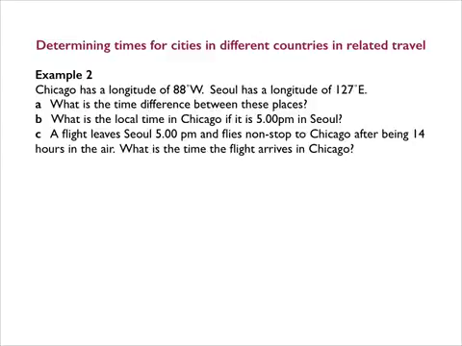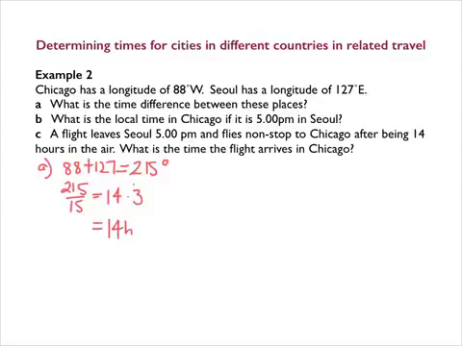Okay, so because one is west and one is east, we're going to have to add these two together to get the time difference. And we get 215 degrees. Now we need to convert that into time. So 215 divided by 15. So that'll put into hours for us. And we get 14.3 recurring, and now we use the degrees minutes button to put it into hours and minutes. So that becomes 14 hours and 20 minutes.